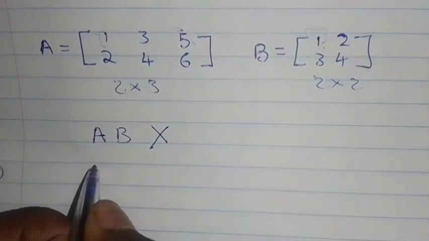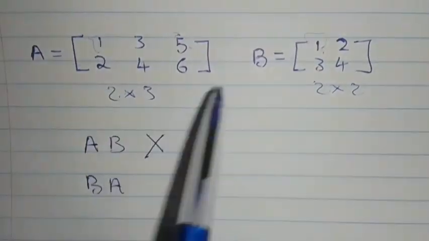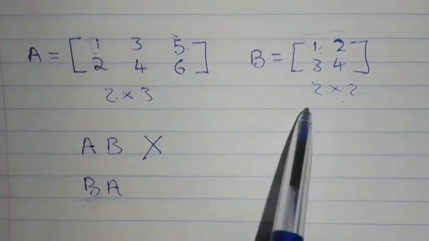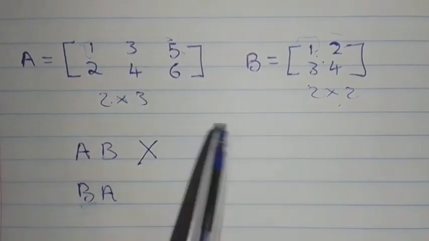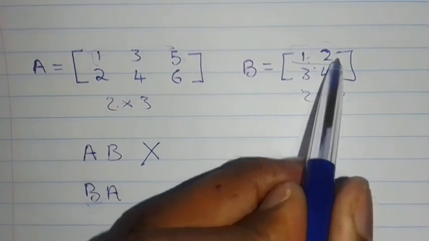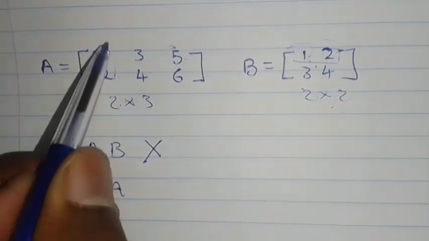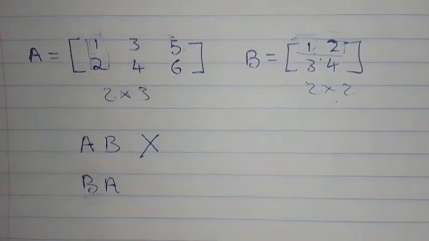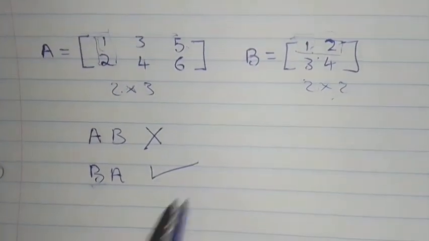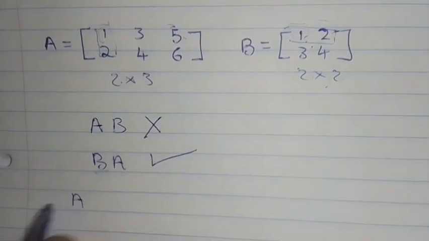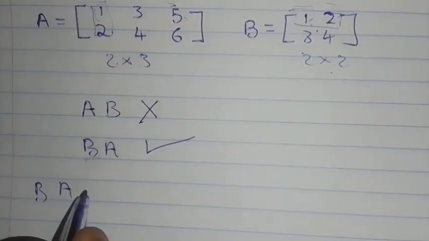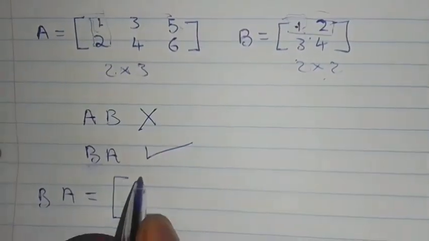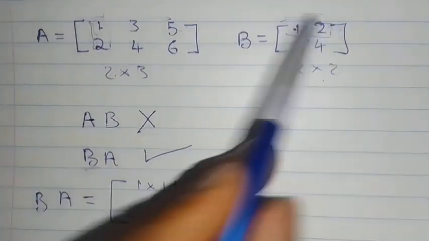But now let's look at BA. The order here tells you B is the first matrix, so now B by A. Here we have 2 columns, and here we have 2 rows. That implies the number of columns of the first matrix is the same as the rows of the second matrix, so this one will be defined. So how do we find that? Now we are looking for BA. I would say 1 multiplied by 1, so 1 by 1 plus 2 multiplied by 2.